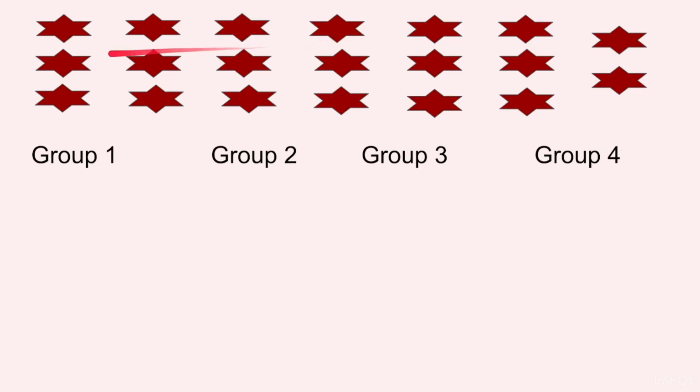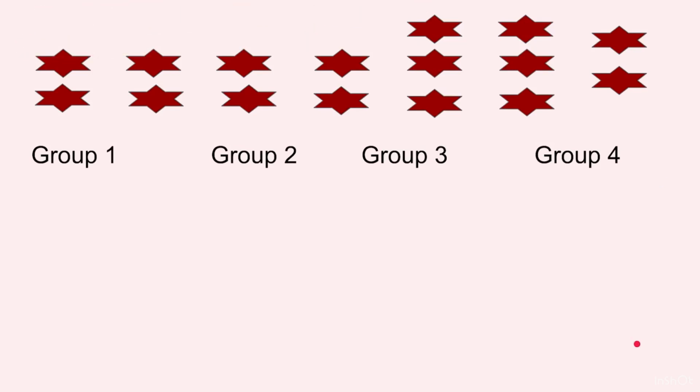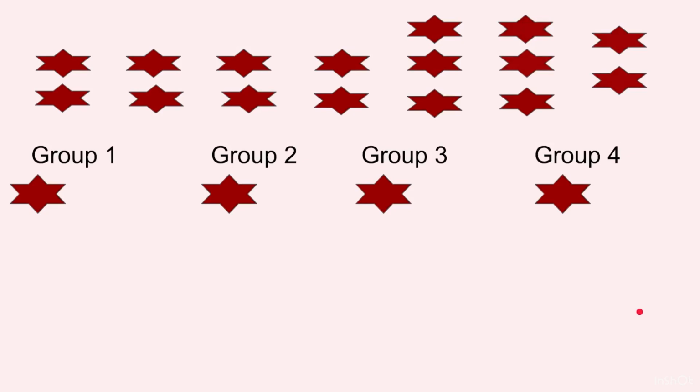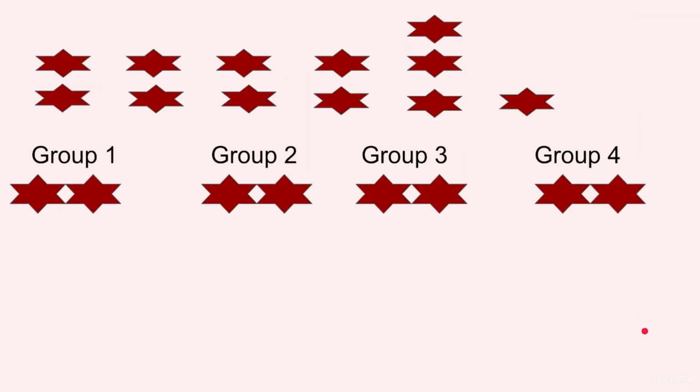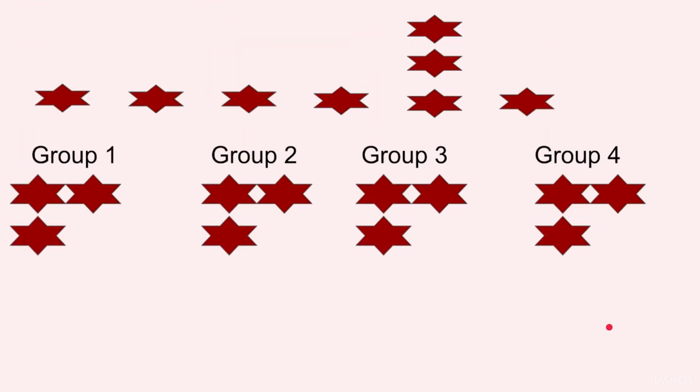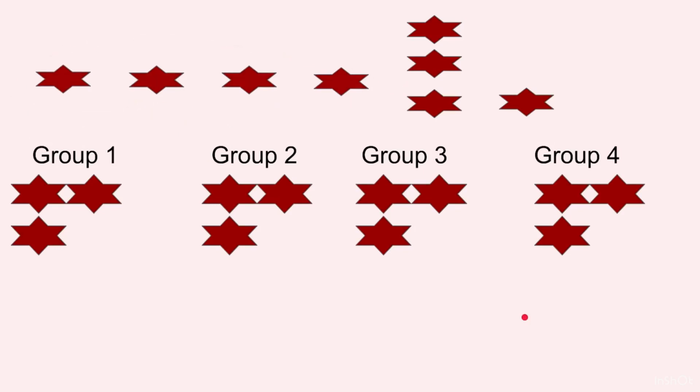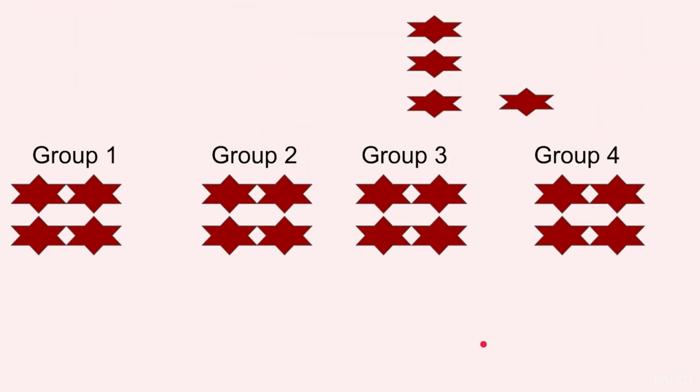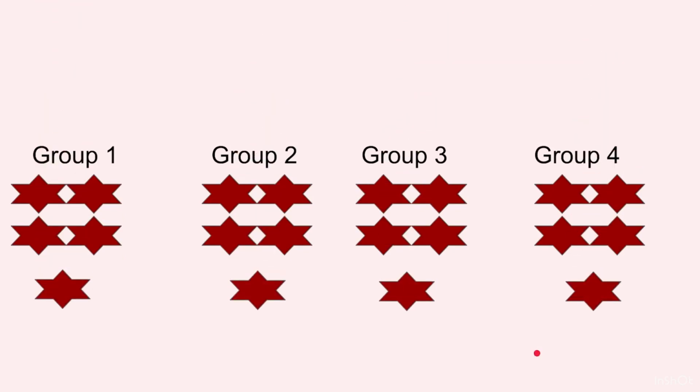We will take 4 stars at a time and put 1 in each group. Then next set of 4 stars and then again we'll put 1 in each group. Another set of 4 and we'll put them 1 in each group. Now we will take the next set of 4 stars and put them in the groups. Now the last set of 4 stars and then again we'll put them in the groups.